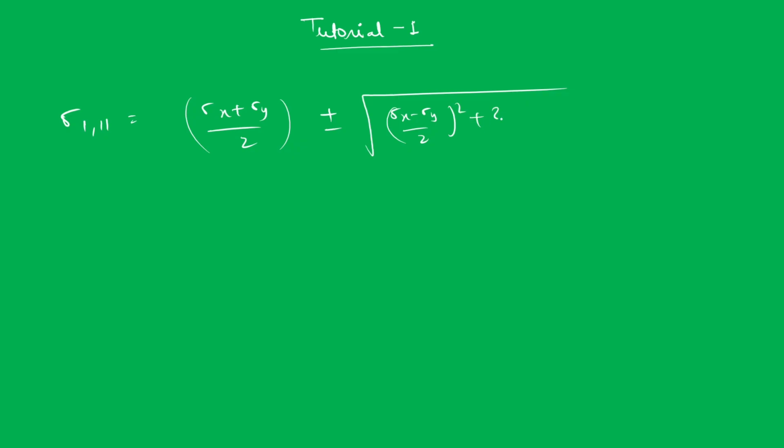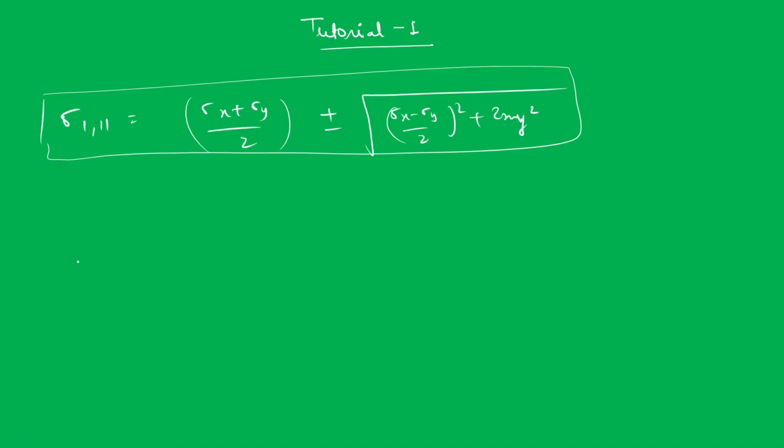Now then, we have already seen something. Let us see some formulas, sigma 1 and sigma 2. Sigma 1,2 equals (sigma x plus sigma y)/2 plus or minus the square root of ((sigma x minus sigma y)/2) whole squared plus tau xy whole squared. That is the principal stresses formula.